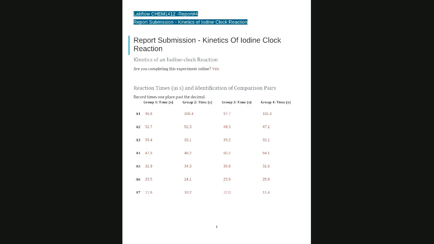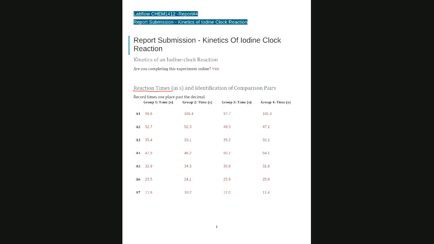So let's see. When you open the report, you open the first part and you will see this. All this is given. So you are familiar. Here it says reaction times in seconds and identification of comparison pairs.